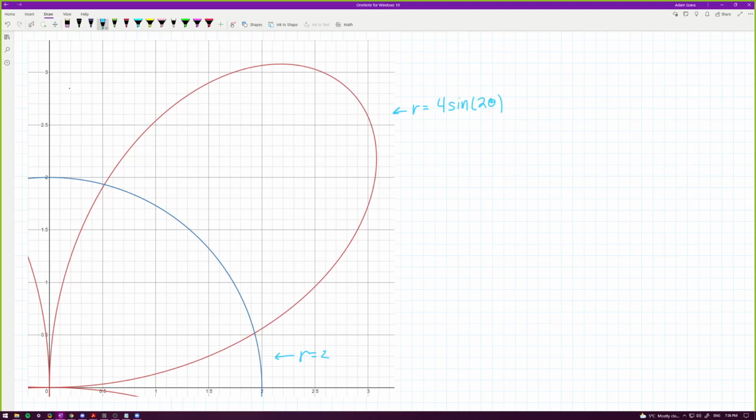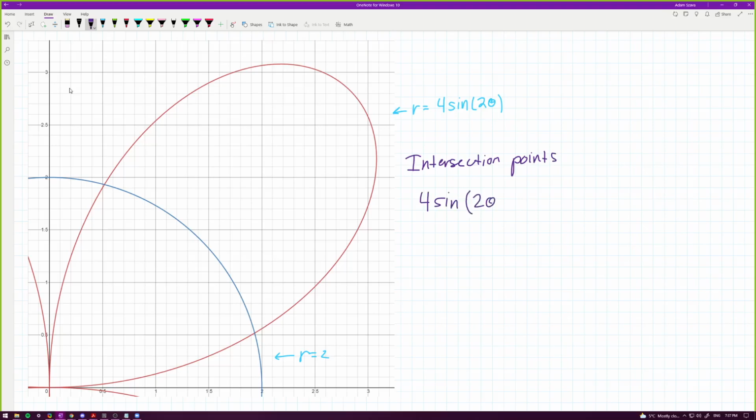Now we want to find that area. The way we're going to solve this is to break it into a couple chunks. Actually, the first step would be to find these intersection points. That's always a really good first step. We do that by setting the two equations equal to each other.